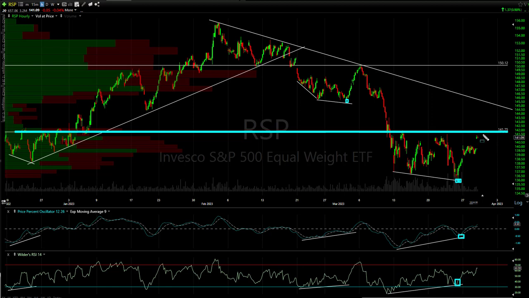So I'll point this out, and I'll recognize it for what it is, and there's a nice basing pattern. If RSP breaks out, again, this is the equal weighted S&P 500 on a 60-minute chart, that downtrend line is going to be your next logical target. The way it works is bulls get a check mark if that breaks out, and they get another check mark there. Otherwise, we could see this get completely sold into. And again, it's something I want to point out and show you.